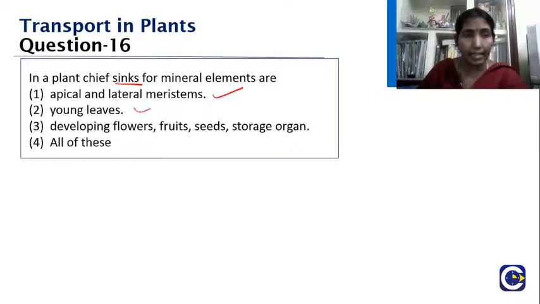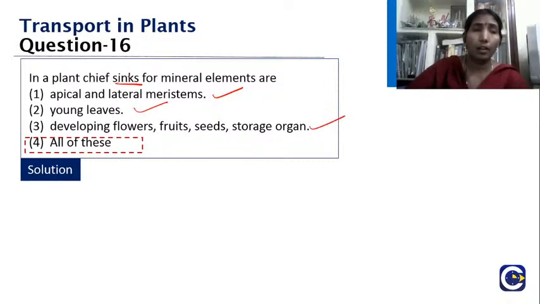We have those young leaves, the developing flowers, fruits, seeds, and the storage organs. So all of these are the answer. All these are the sink. They are the places where sucrose or whatever the products, the minerals, everything, get stored up or assimilated for growing purposes. So these are the options.